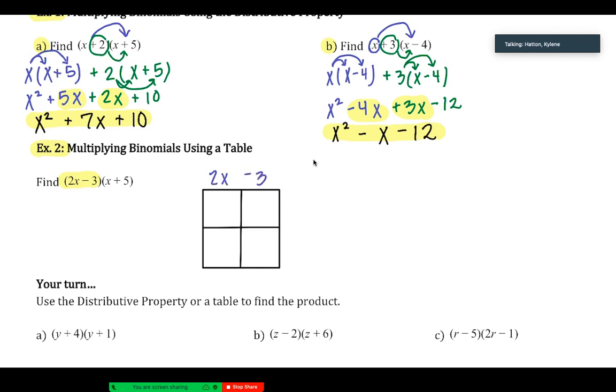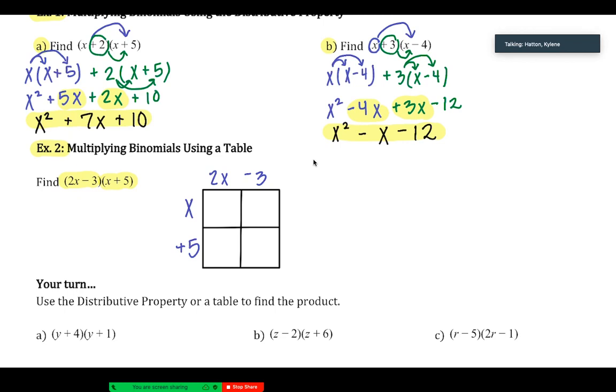And it doesn't really matter which one goes where, like I could put that down the side if I wanted to and the other one on top. And then the second factor is x plus 5. So I'm going to put that down the side. But like I said, if I wanted to, I can switch those.